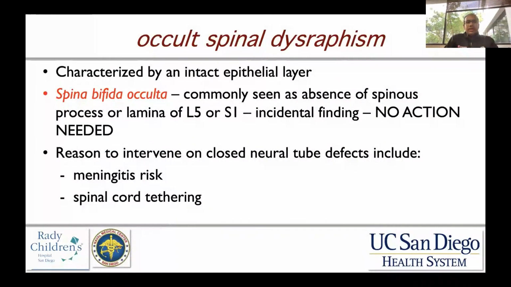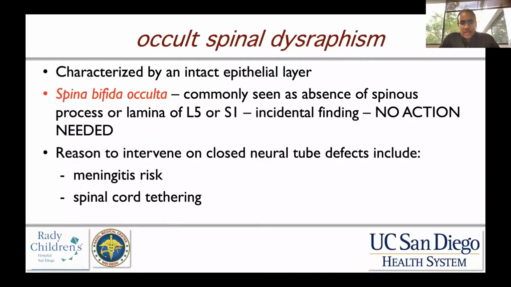So when we talk about occult spinal dysraphism, one term that I'm going to just throw out there, and again, all of these occult spinal dysraphism cases are characterized in general by an intact epithelial layer. So they are closed. So there's not an urgency to take care of these things unless there's leakage of spinal fluid or things like that.